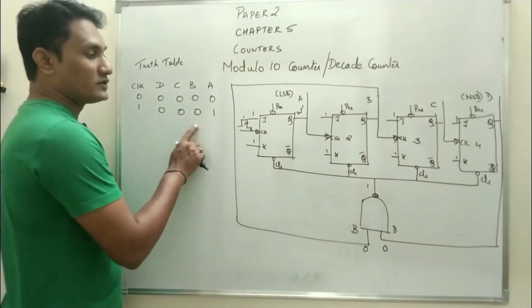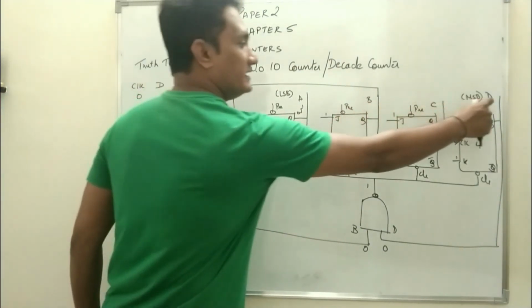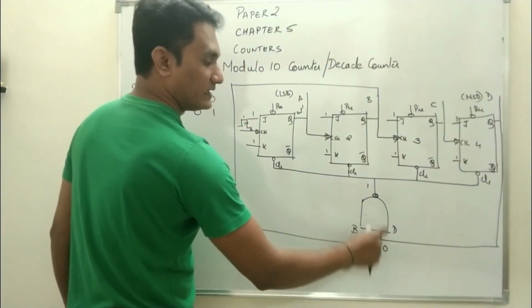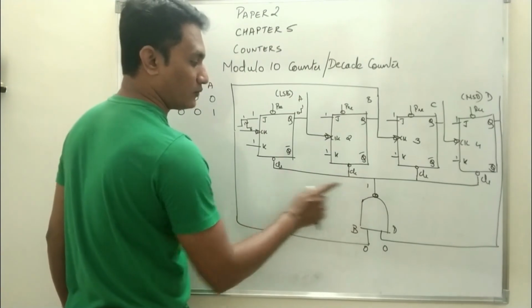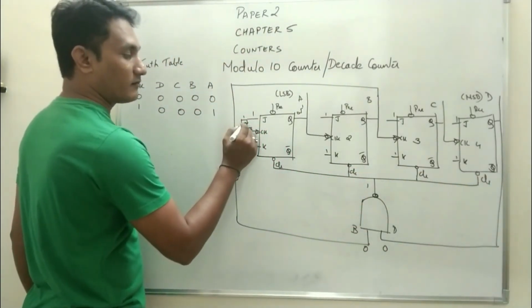Now again you check the condition of B and D. B and D are still 0. So both the inputs of the NAND gate are 0, therefore the output is 1. If the output is 1, the clear terminal will be deactivated. Second clock pulse is applied.